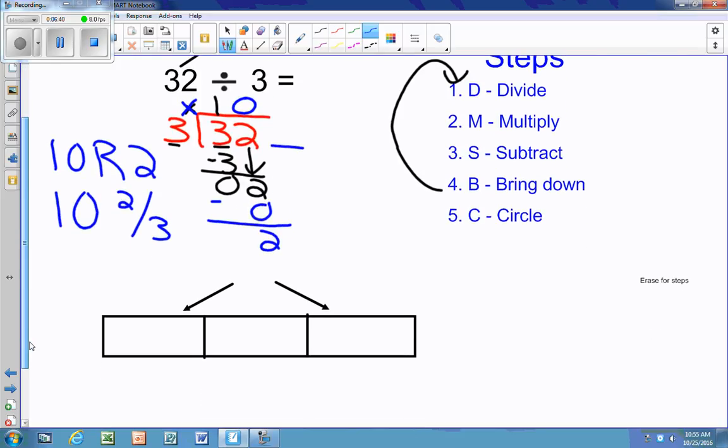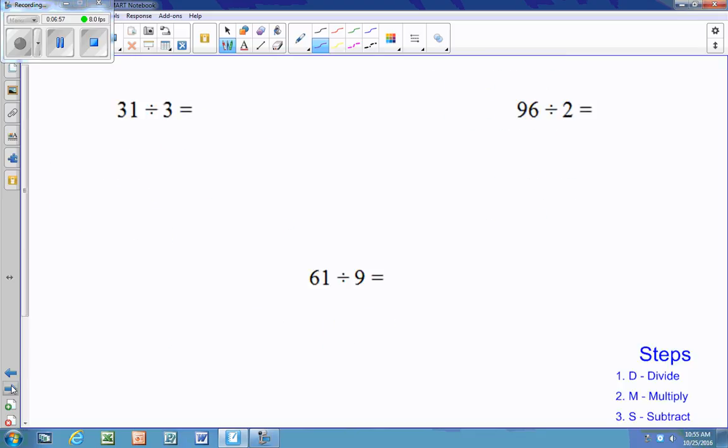Down here, if I was using a tape diagram to explain this, if this is 32 and I'm splitting it into 3 pieces, I have 10 and 2/3, and 10 and 2/3, and 10 and 2/3. Each piece is equal to 10 and 2/3.